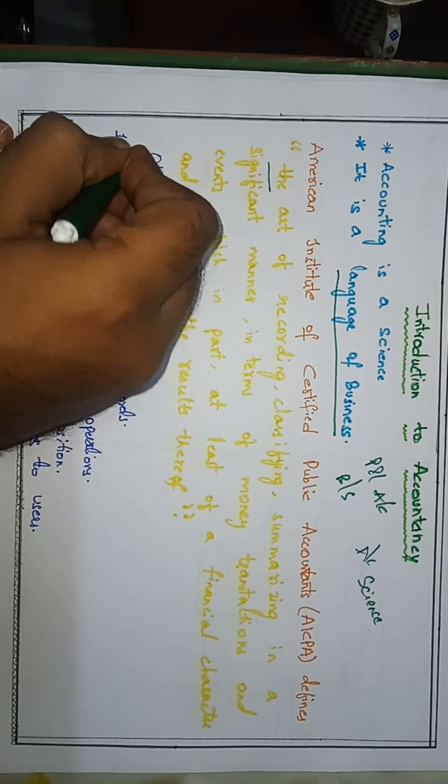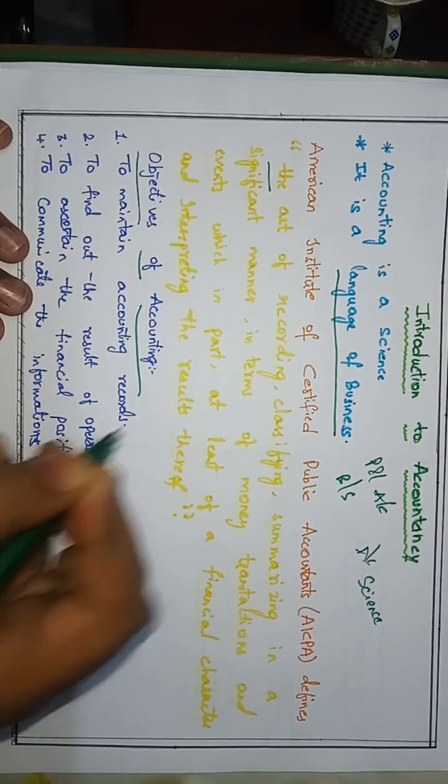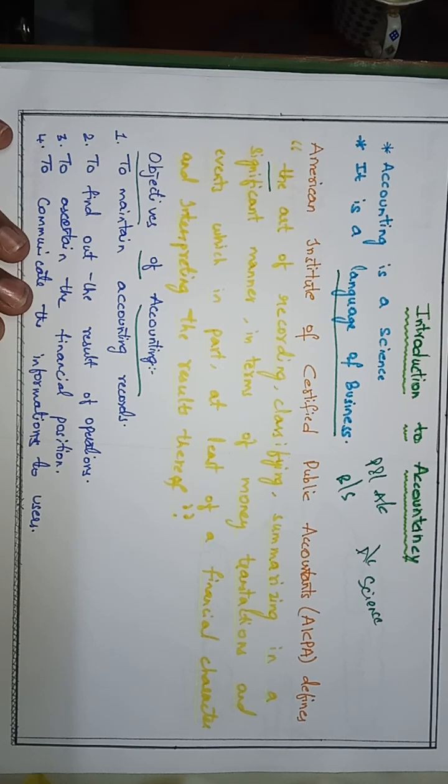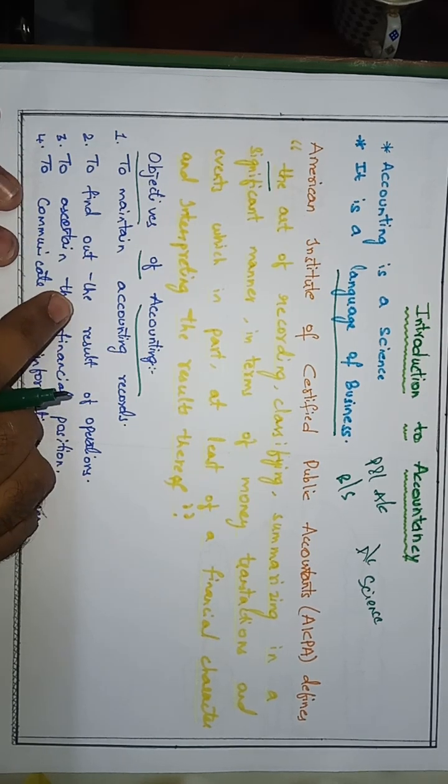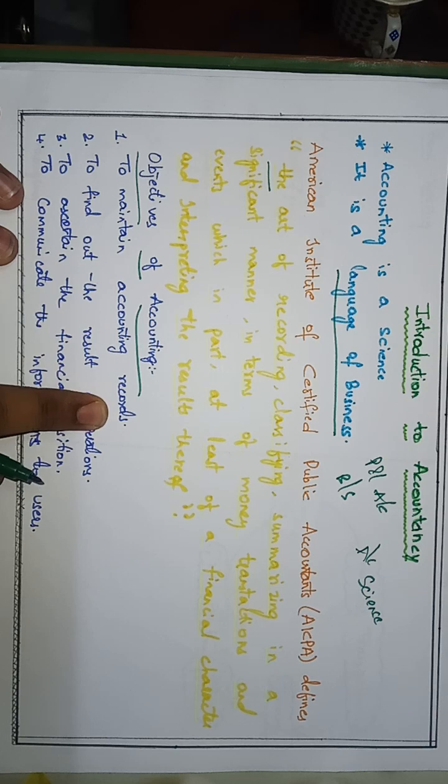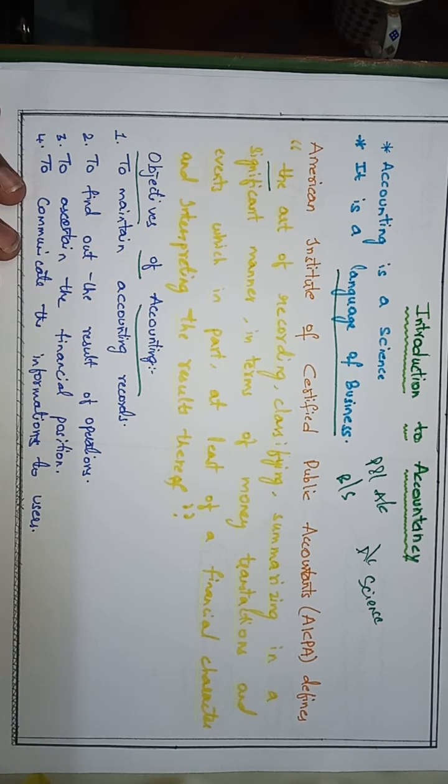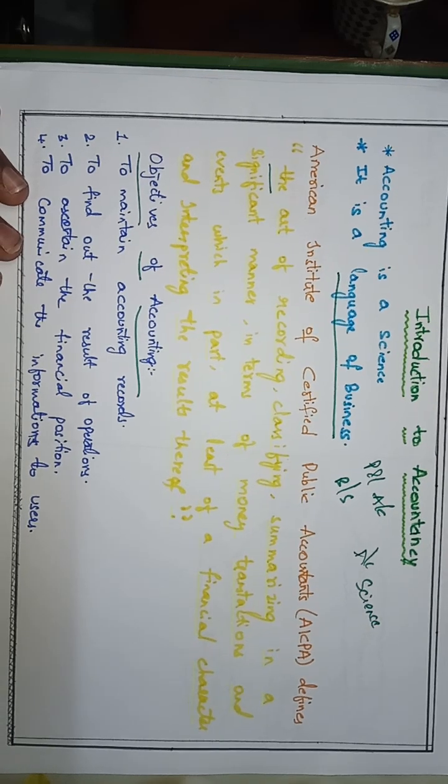Next comes the objectives of accounting. What are the objectives of accounting? The first objective of accounting is to maintain accounting records. It is very necessary to maintain accounting records.